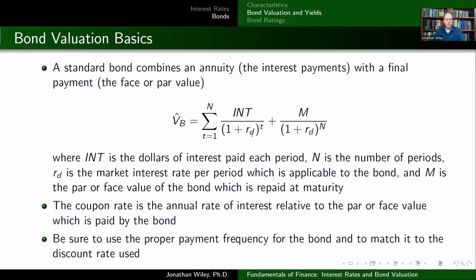The only thing I use the coupon rate for in this context is figuring out the dollar amount of interest that is paid. So the coupon rate is for finding the dollars of interest that are paid. The RD is the applicable market rate. So always, always, always use the applicable market rate when valuing a bond.